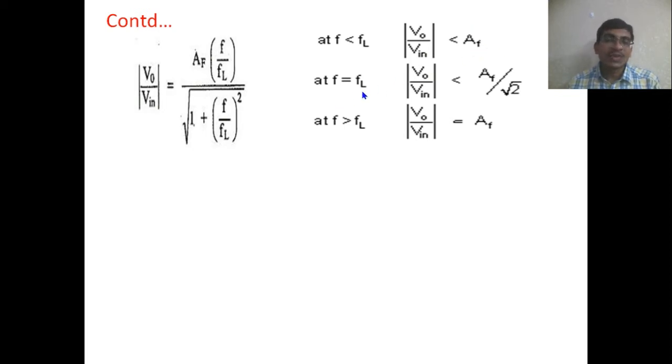At F is equal to FL, what happens? FL by FL is equal to 1 in the numerator. Here FL by FL is 1 again. So 1 square is equal to 1, 1 plus 1 is equal to 2, root of 2 will come. Okay, so V0 by VIN modulus is equal to AF by root 2. And when F is greater than FL, then our V0 by VIN is less than the AF. Okay, less than the AF.